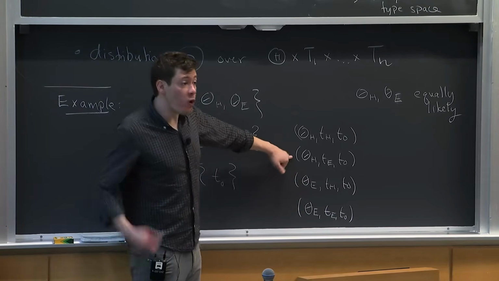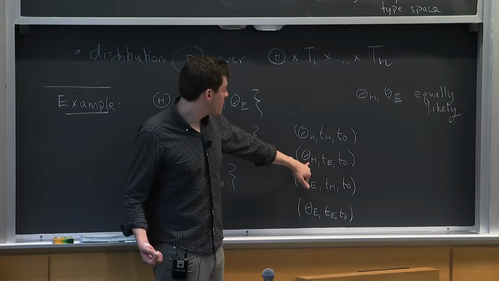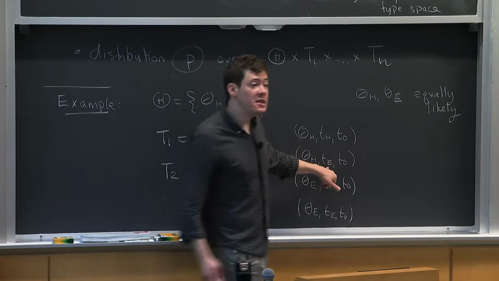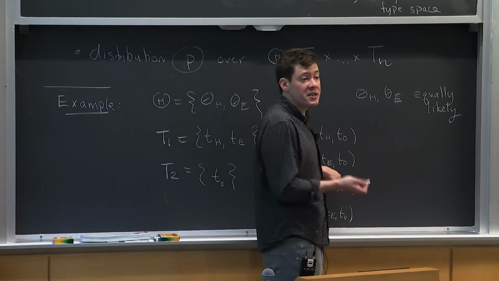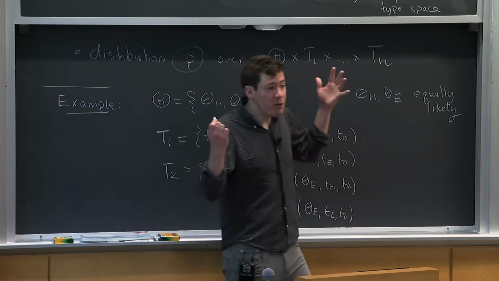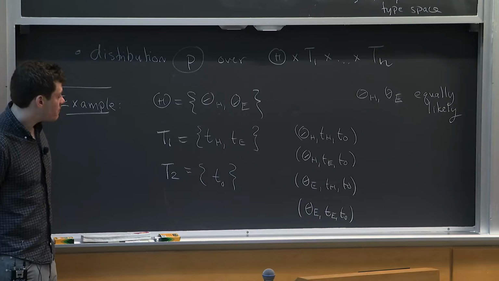This is the state of the world where the state of nature is theta H, so the project is hard. Player 1's mental state is TE. That means player 1 believes that the project is easy. And player 2's mental state is just T0. They believe what they always believe. They don't really have anything to believe. They just have the one thing they know.